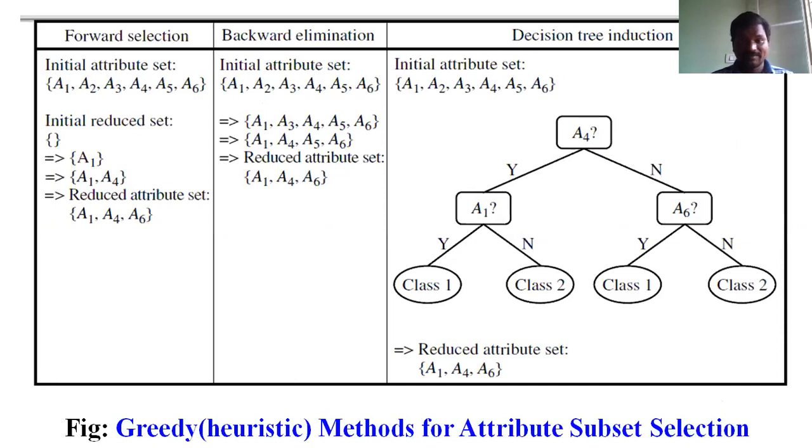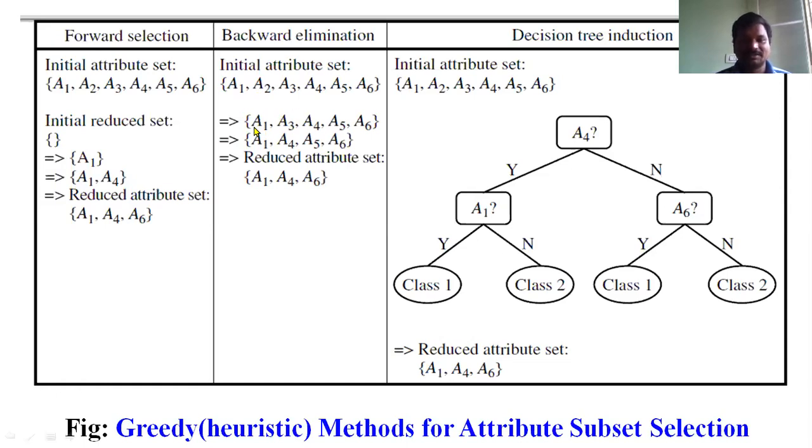Here you have to identify the worst attribute. In this case, A2 is the worst attribute, so I remove the worst attribute from the reduced set. Then, among A1, A2, A3, A2 is the worst attribute. That's why I removed this one. A3 is not the worst in this set.